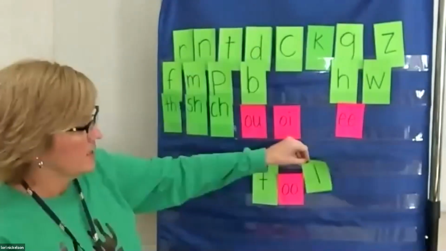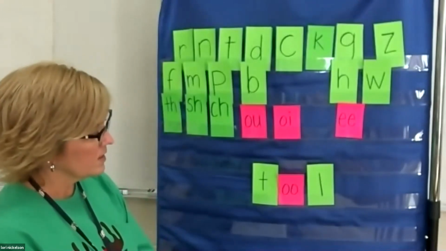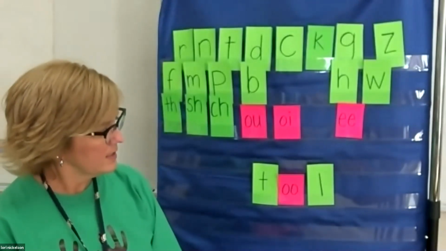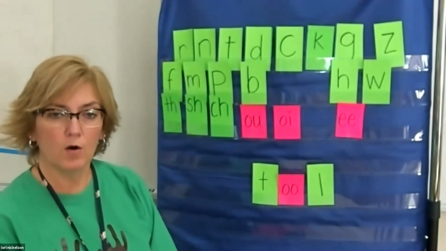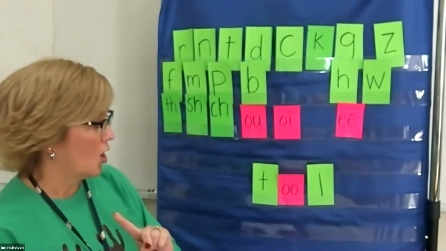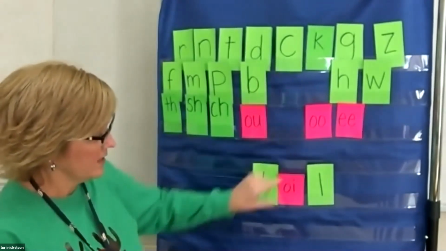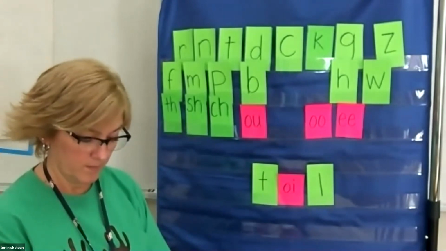An L. And now I have tool. Great. So from tool, let's make the word toil. What makes the oi sound there in the middle? OI. So we're going to replace the double O with the OI, and now we have toil.